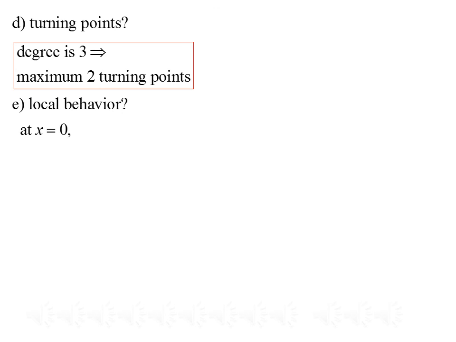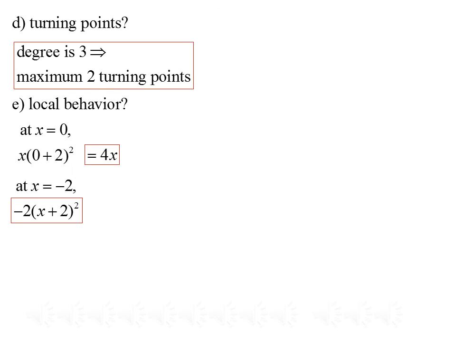Next, we want to evaluate the local behavior at each 0. So at x equals 0, to determine the local behavior, we'll plug 0 into the other factor. And so that'll give us x times 0 plus 2 quantity squared, which simplifies to 4x. So at x equals 0, our graph behaves like the line 4x. At the 0, x equals negative 2, to find out its local behavior, we'll plug negative 2 into the factors other than x plus 2 squared, which gives us negative 2 times x plus 2 squared, and we'll just leave it like that. So at negative 2, our graph behaves like the quadratic negative 2 times x plus 2 squared.